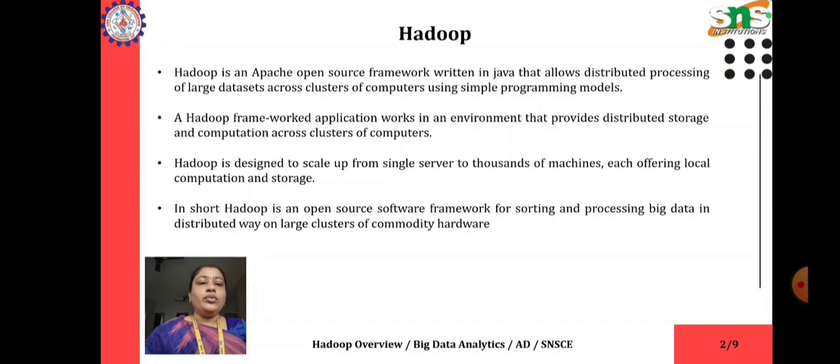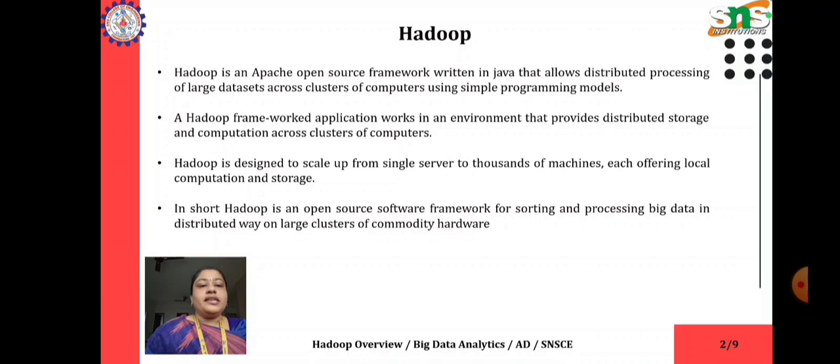As we all know, Hadoop is an Apache open source framework written mainly in Java, which allows distributed processing. We know distributed processing can be done either online, on virtual machines, or using several commodity hardwares, of large data sets across clusters of computers using a simple programming model. It is a framework application which works in an environment that provides distributed storage and computation across clusters of computers. Hadoop is designed to scale up from a single server to thousands of machines, each offering local computation and storage.